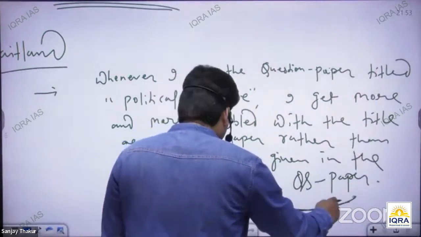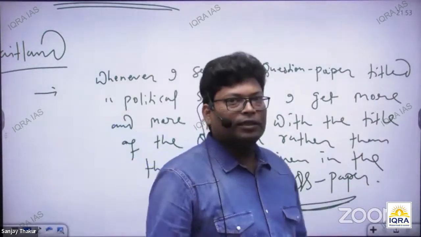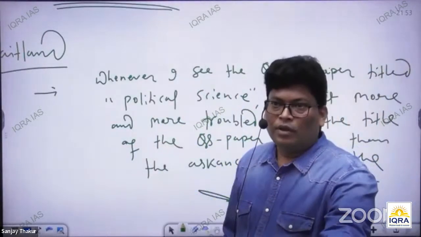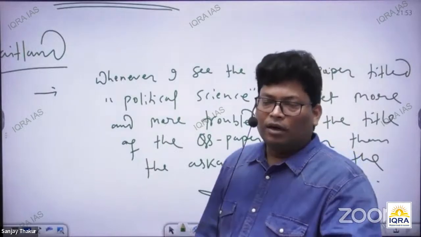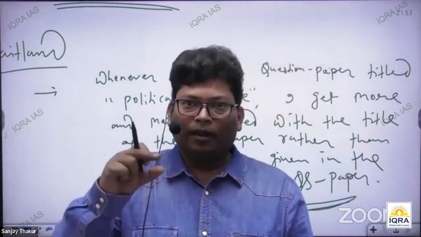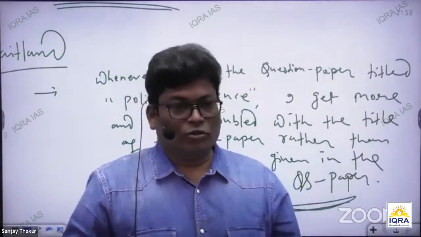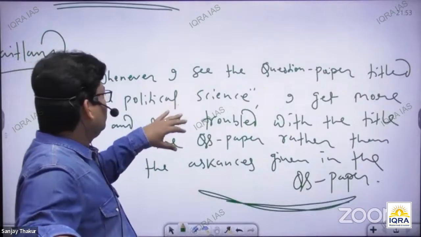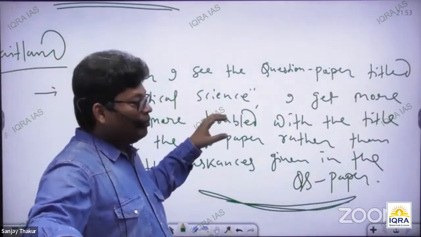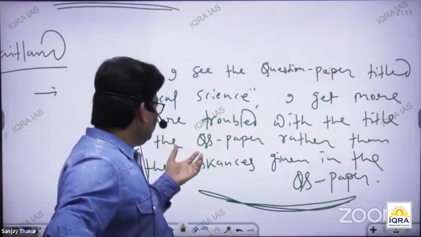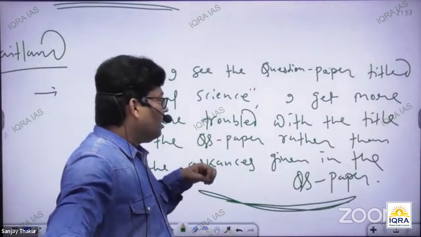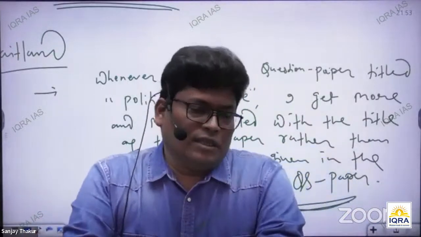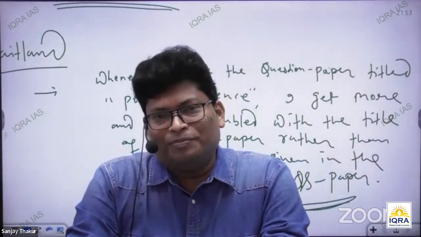So Maitland is basically criticizing the discipline of political science for having such nomenclature, because a suffix, science, gets attached to the expression political science. He is saying that whenever I see a question paper titled political science, I am more troubled with the title of the question paper rather than the questions given in the question paper.